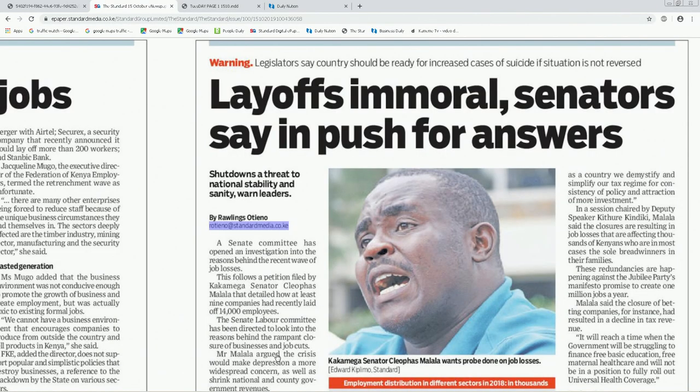It goes on to say in another paragraph that Senate Majority Leader Kipchumba Murkomen, while contributing to the motion, said the complaint across the country is that institutions of government that play oversight roles are among those contributing to the closure of businesses. You can get all that in your Standard, page 7. But looking at what Senator Murkomen said, he is saying that even the government somehow is contributing to the fact that people have to, for lack of a better word, get fired.